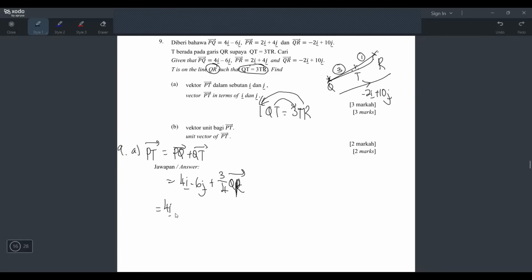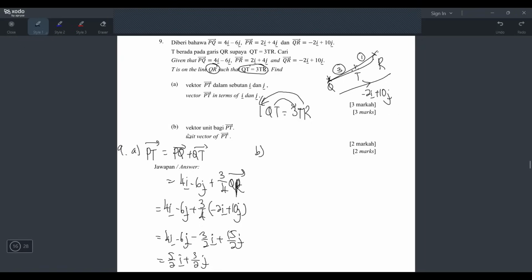So now it becomes 4i minus 6j plus 3 over 4 QR vector, which is negative 2i plus 10j. And then now you will get 4i minus 6j plus, this one just expand normally lah. Negative, cut 3 over 2. And then cut 15 over 2j. And then now i dengan i boleh buat, j dengan j boleh buat. So 4 minus 3 over 2, 5 over 2i. j dengan j boleh buat, plus 3 over 2j. So I think I did everything correctly. That's the answer. Okay, use your calculator to help you.